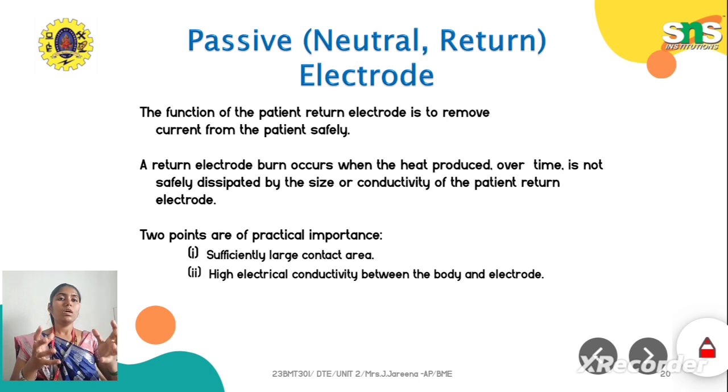So this is the overall information about the different electrodes, that is active electrodes and passive electrodes. Apart from them, we have different sizes and shapes of electrodes. Based on the application we can go with them. And we also discussed the important power oscillators used in an ESU unit. One is the spark oscillator, another one is the solid state oscillator.